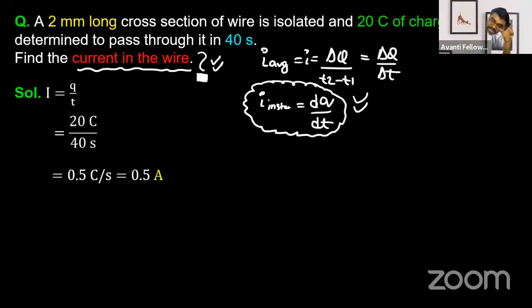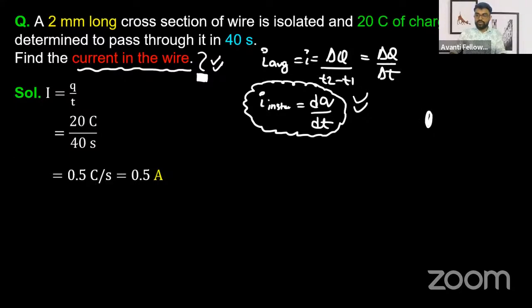When they say a 2 millimeter long cross section of the wire, it means suppose you took a small piece of the wire, you keep it, and there's a charge crossing through it. Let me tell you. Suppose you're having a dA area, it means this.